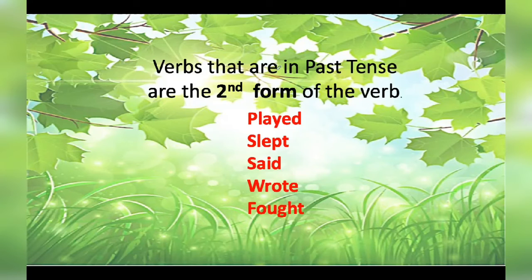And verbs that are in past tense are the second form of the verb. What is this past tense? Past tense means वो time जो गुजर चुका है, ठीक है? The actions that are done in the past. Those actions are in the second form. For example, played, slept, said, wrote, fought. These are all in the past tense and these are called the second form of the verb.